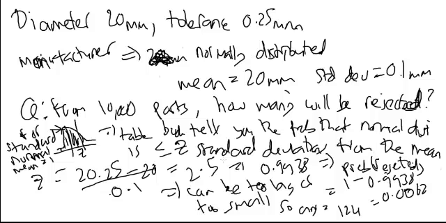Then there was one other part in the question which just checks to see how well you know the stuff. We're looking at the same problem, but there's a slight change. For some reason the machine got damaged, and it's now producing components which have a mean of 20.05 as opposed to 20. The standard deviation is still the same, so that's still 0.1.